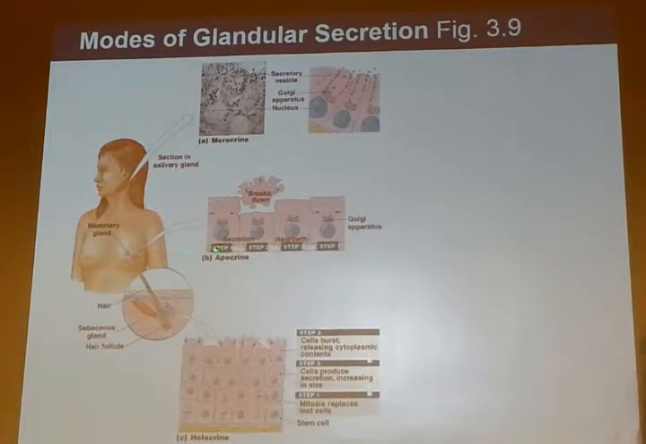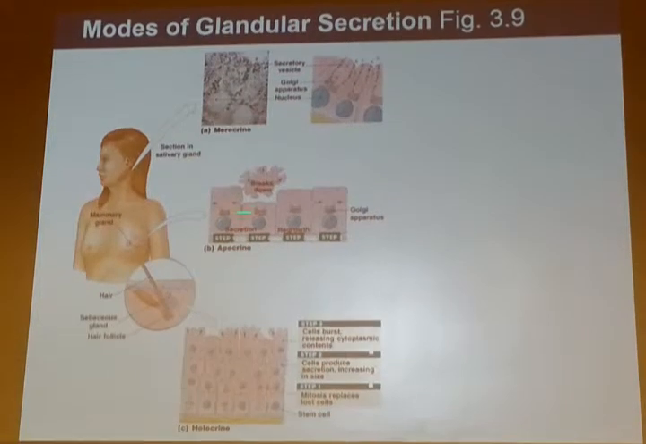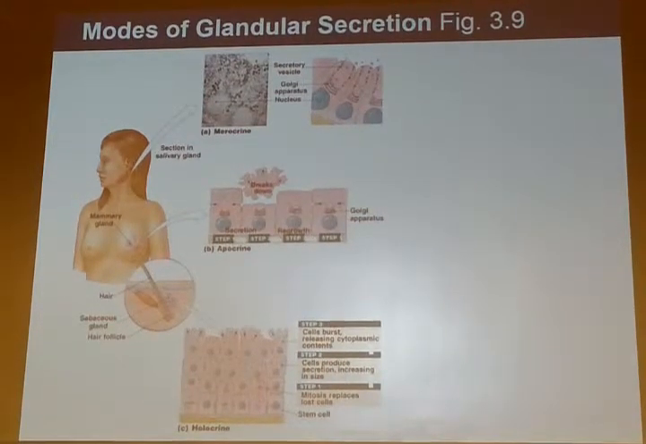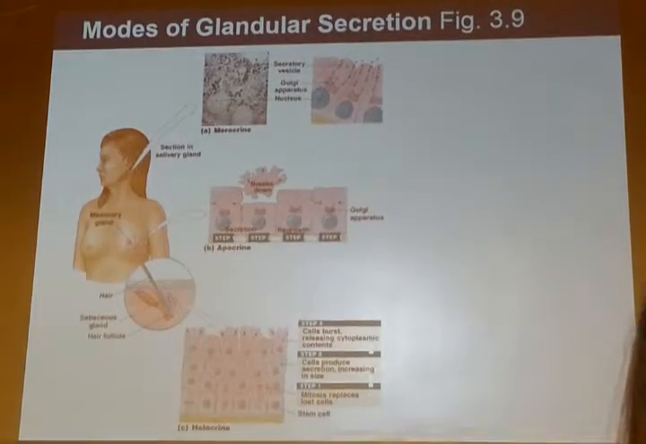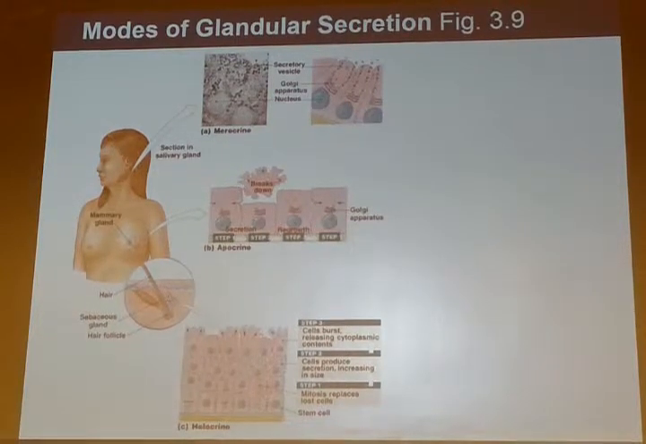The true apocrine gland is your mammary gland. The milk you give to the baby contains the milk products plus a lot of the lipid from the cell, and this provides more nutrients for the baby. It needs fats, proteins, and carbohydrates.